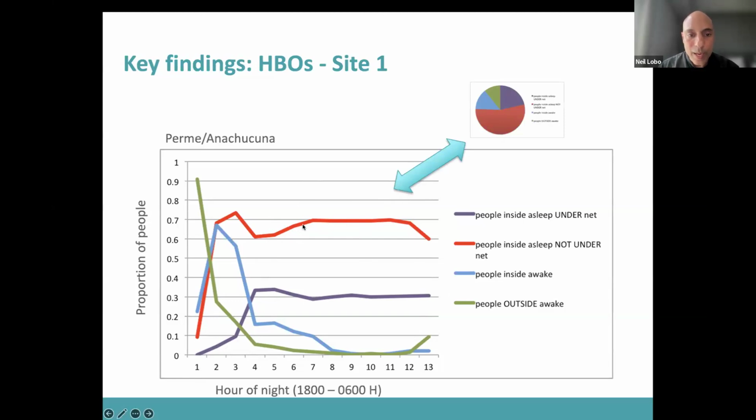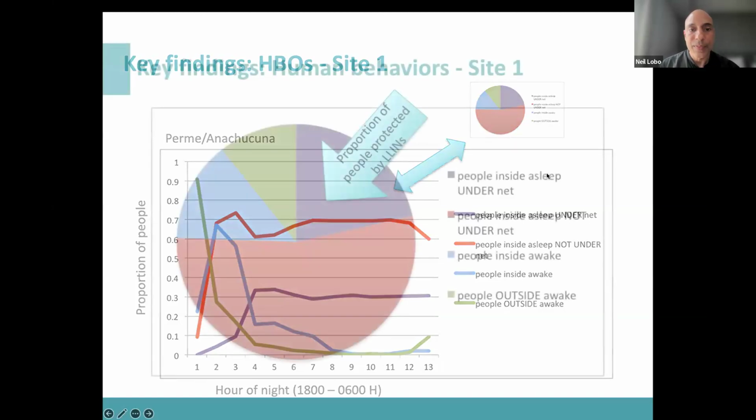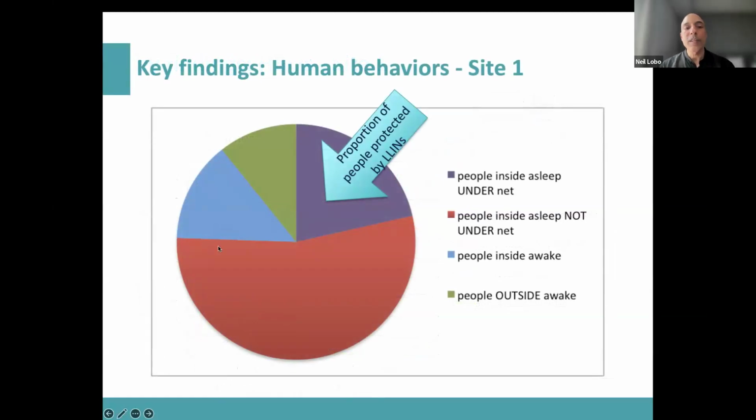So for example, all the red, the proportion of people added up over every hour will be the red over here. You can make a pie chart from this. And this is what we find. Over the course of the night, in site 1, most of the people are inside asleep, not under a bed net. The blue is the people inside awake. The green is the proportion of time people spend over the night outdoors. And the purple is the proportion of time people spend protected by bed nets.